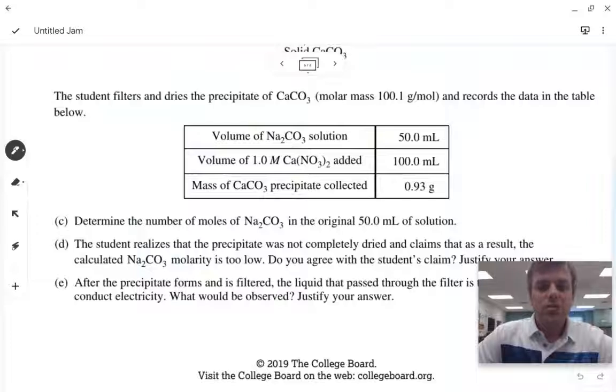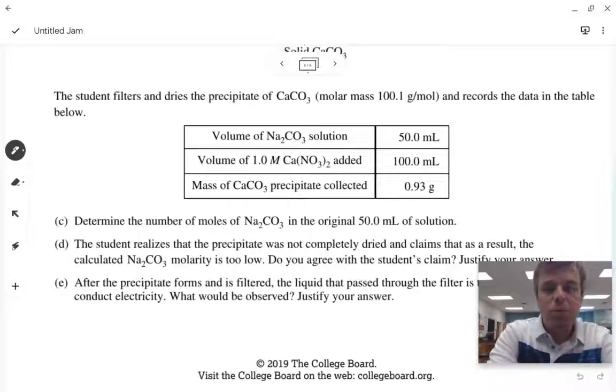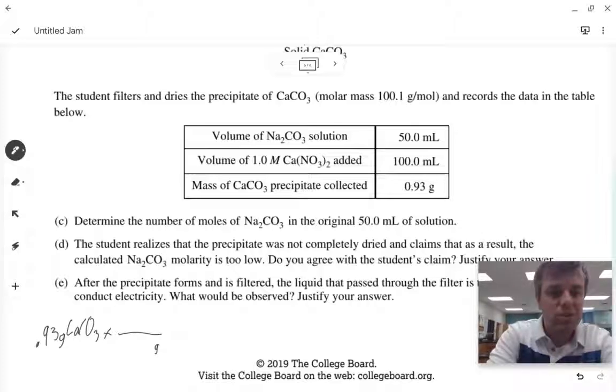Then this problem gets a little more complex. It says they filter and dry the precipitate and record the data in the table below. And it says determine the number of moles of sodium carbonate in the original 50 milliliter solution. So to find out how many moles of sodium carbonate we started with, this is a stoichiometry problem, where we have 0.93 grams of calcium carbonate, and we need to convert those grams into moles.